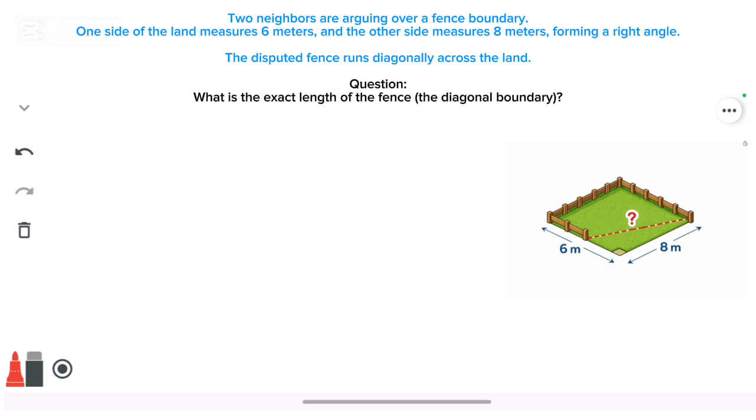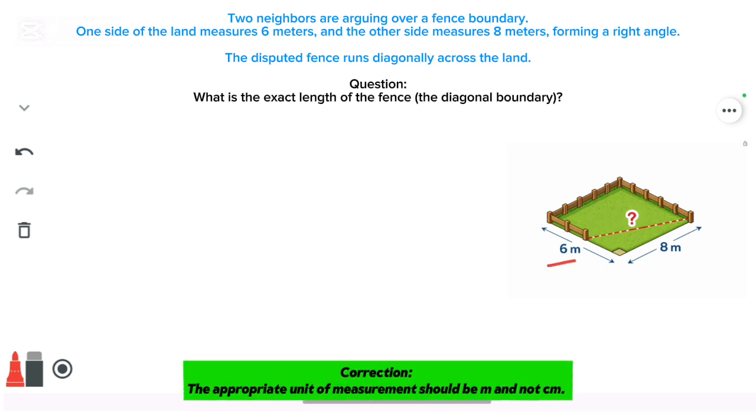So two neighbors are arguing over a fence boundary. One side of the land measures 6 centimeters and the other side measures 8 centimeters, forming a right angle right here. Alright, the dispute fence runs diagonal across the line. So this is the dispute fence.